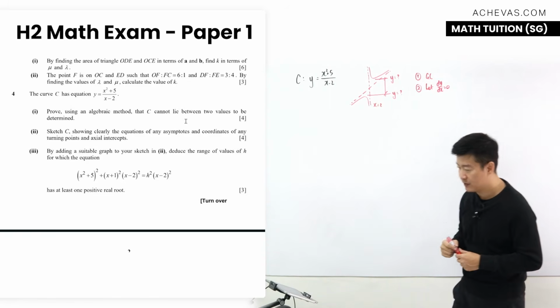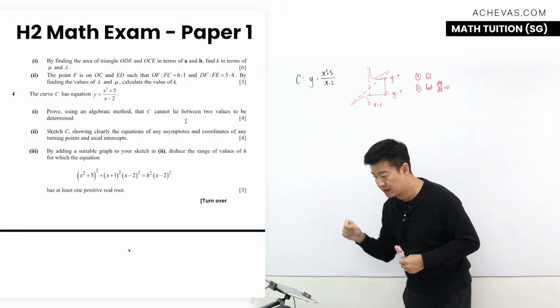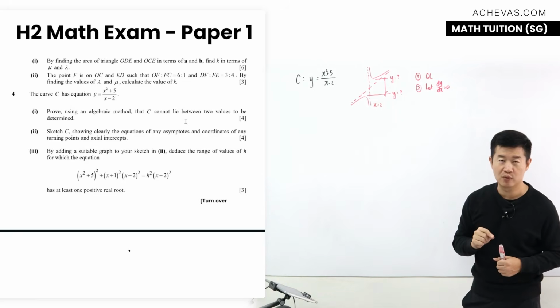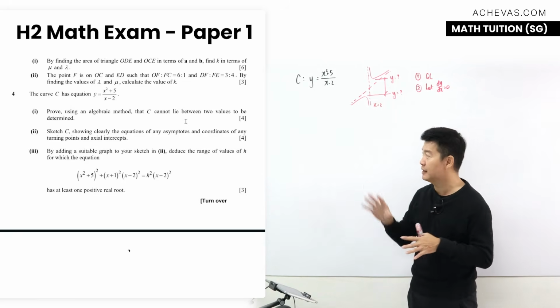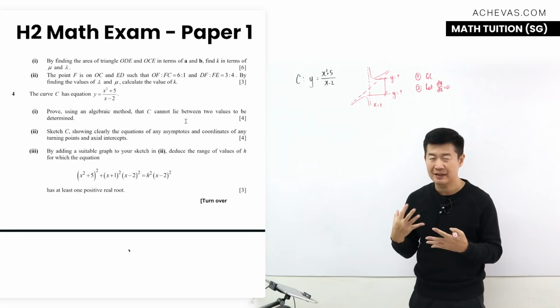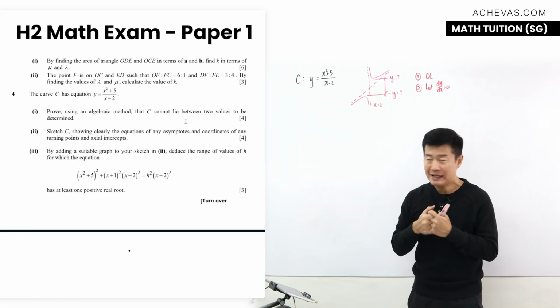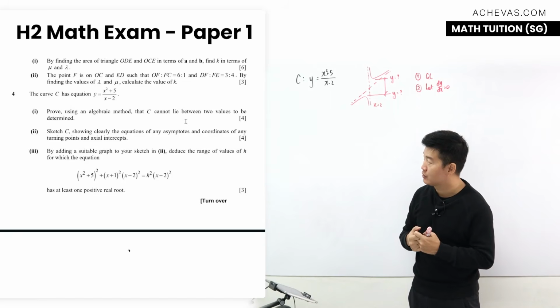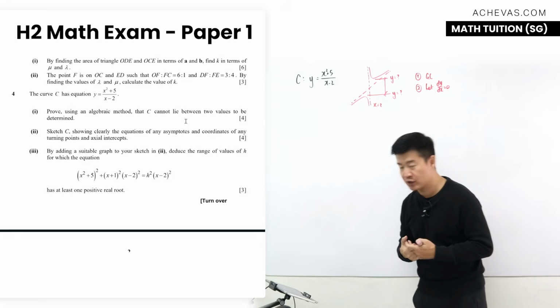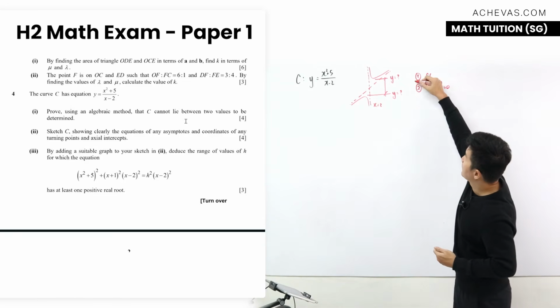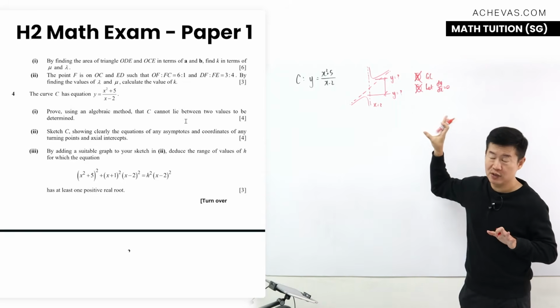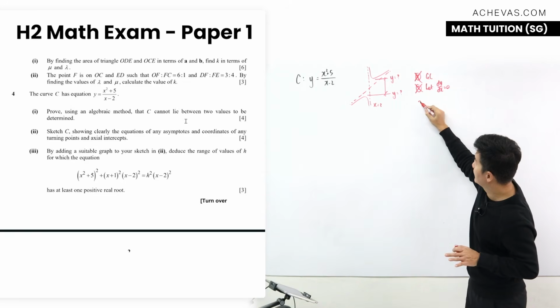But if the question says use an algebraic method, prove that C cannot lie between the two values, it is very vague. I don't think this question is phrased well, but the intention is very, very good. So we need to understand the intention of this question. Because those who didn't understand the intention will start to argue that these two are not acceptable methods. Okay, we have method number 3.